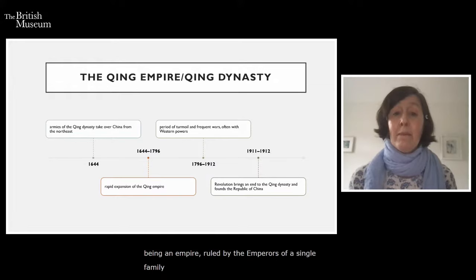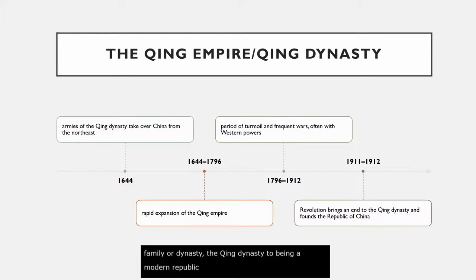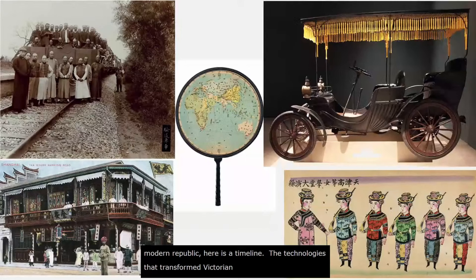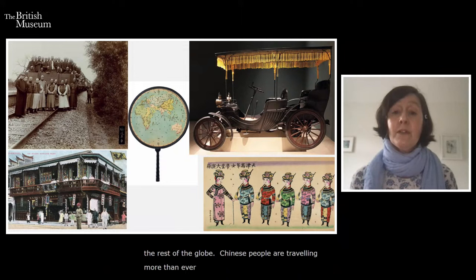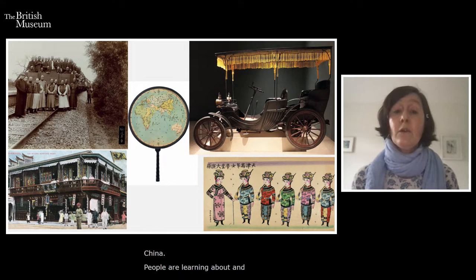The technologies that transformed Victorian Britain reached China too. Railways, steamships, photography, electricity, modern newspapers begin in China, bringing remote parts of China in instant contact, not only with each other, but also with the rest of the globe. Chinese people are traveling more than ever before, both within and far beyond China. People are learning about and using things designed, invented, made all over the world. So medicines, vehicles, clothes, food.